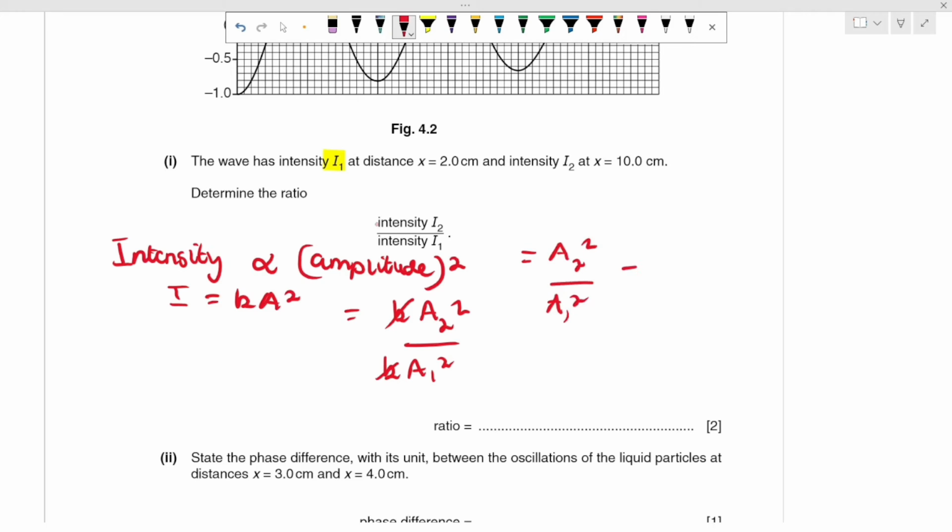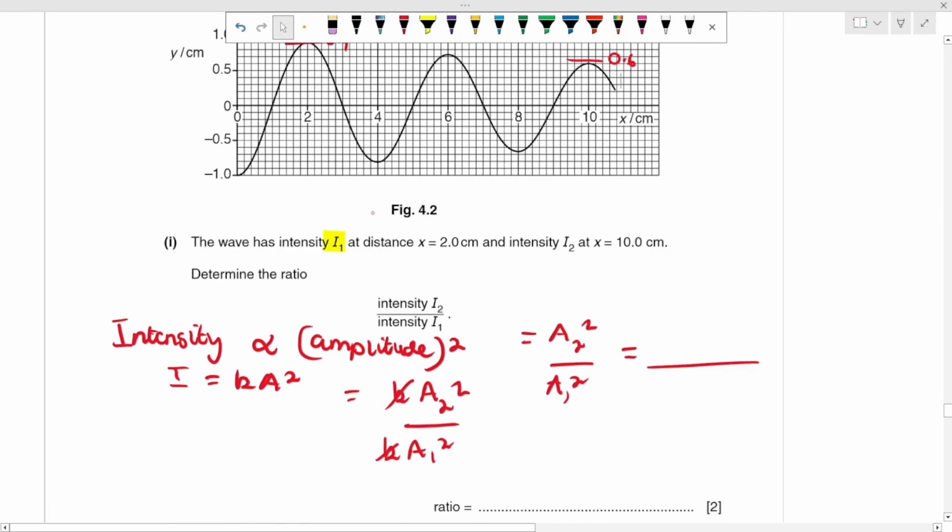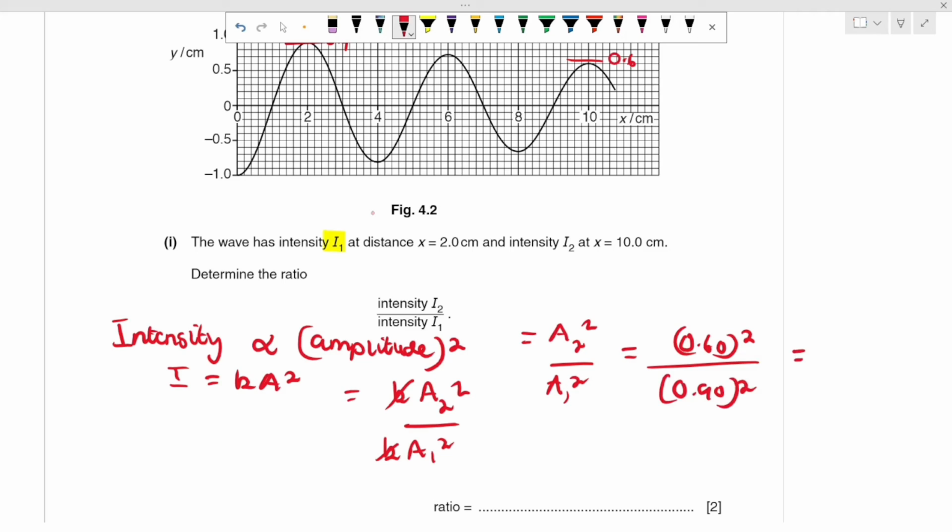What is the first amplitude? The first amplitude is at a distance of 2.0. So go to that distance, 2.0. What is the amplitude that you have? If you look here, this is 0.9. The next one is at 10. At 10 is here. If you look at that, that is 0.6. So you're just saying a2 is 0.60 squared divided by a1, 0.90 squared. So you're essentially going to get 0.44.